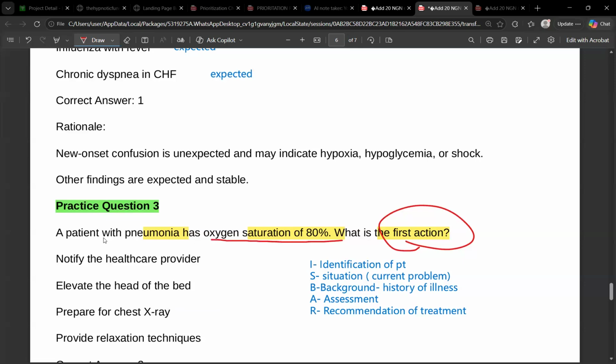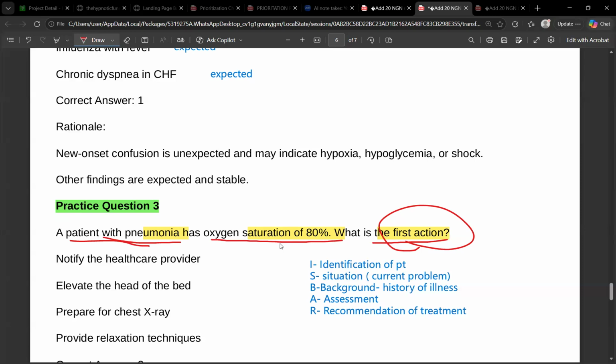See, here the condition is pneumonia. Pneumonia means lung infection. And here oxygen saturation is 80%. The question is not about something suddenly developed. Already the patient is having pneumonia with low oxygen saturation, that is hypoxia. As nurses, we have some scope of practice. If the immediate action is not in our control, in such cases we can notify the physician. Otherwise we should do some first management.